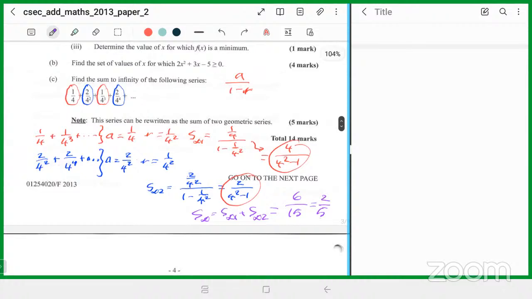See that? Good? Yes, sir. All right. So let's do another one.